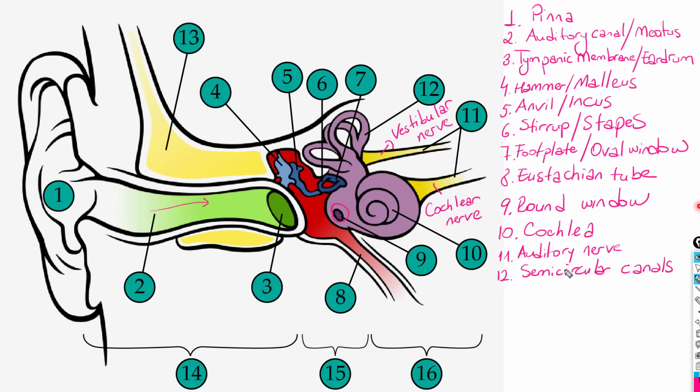And number 13 is a part of ear which we didn't mention yet. That's going to be a bone protecting the ear called temporal bones. And number 14 here is a section of the ear which is outer ear. Number 15 is obviously middle ear. And number 16 is going to be inner ear.